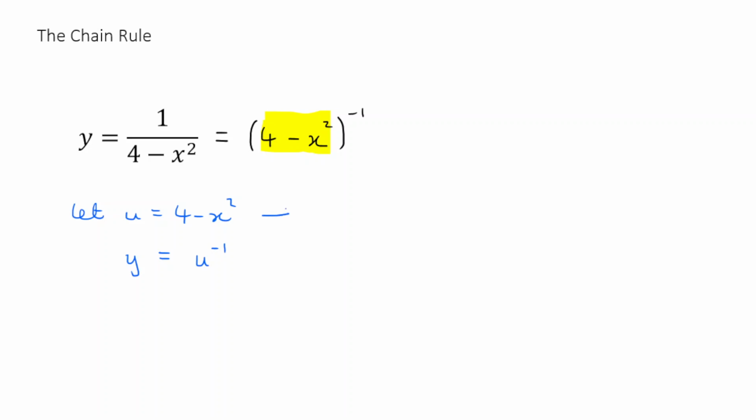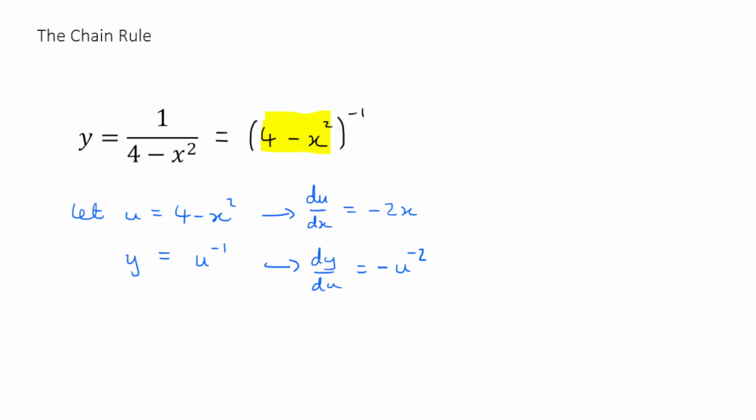And we differentiate both of these. du dx is equal to minus 2x. The x squared differentiates to give minus 2x there. And dy du: we bring the power down, so minus u, and we lower the power by 1, so that becomes minus 2.